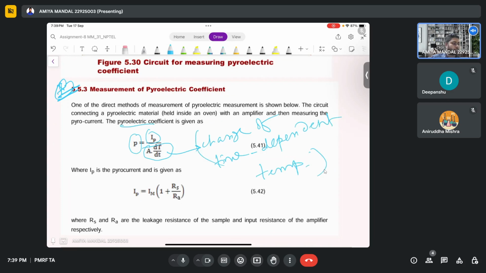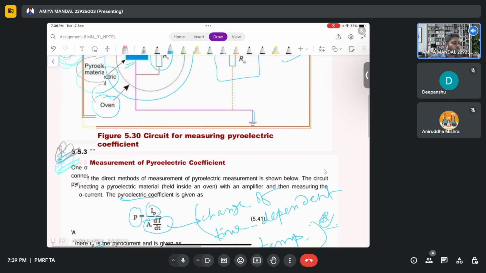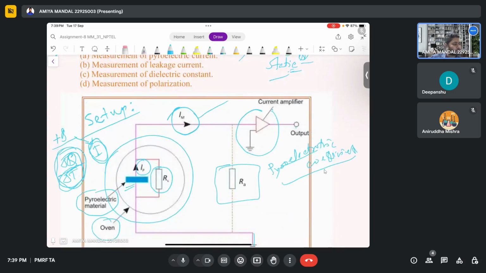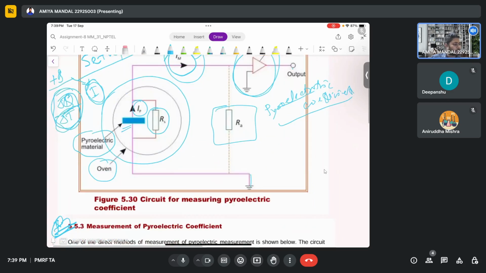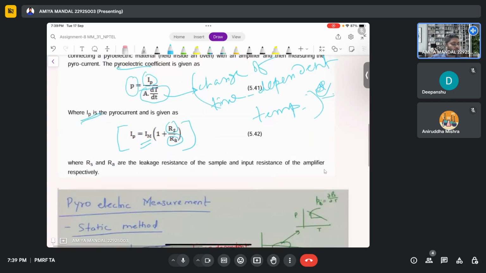Okay, this is very important. You must know how temperature is changing with time. And this is the pyro current IP, that we have to measure. So IP is nothing but IM. We know IM, RS, RA. So IP is found by measuring the IM value from this current amplifier, and the RA and RS values are both known. So after knowing these three values, you can measure IP.